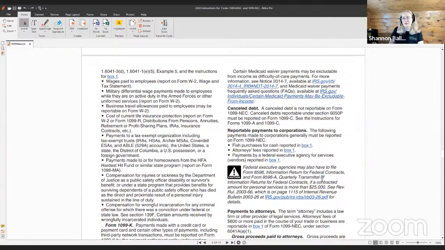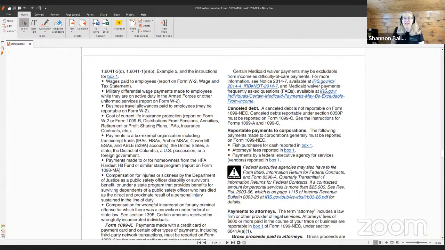Certain Medicaid waiver payments may be excludable from income as difficulty of care payments. For more information, see Notice 2014-7, available on the IRS website, and Medicaid waiver payments, frequently asked questions, also available on the irs.gov website.